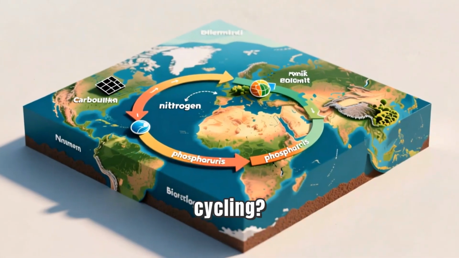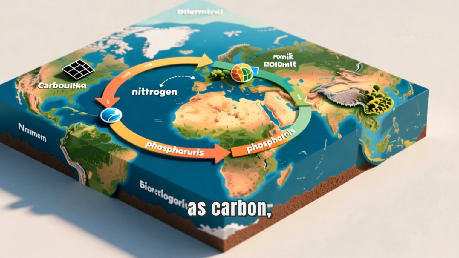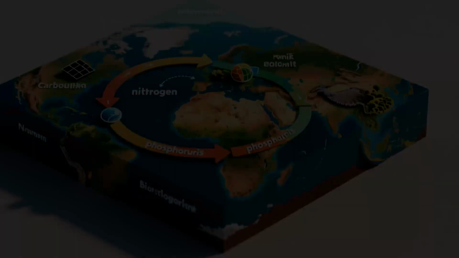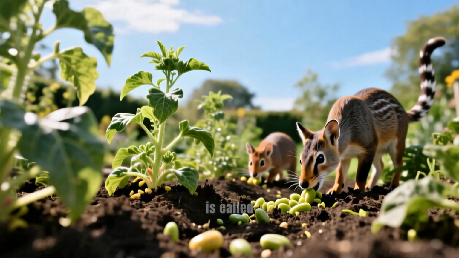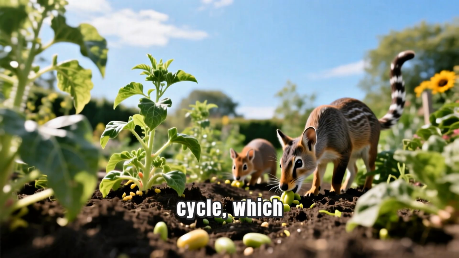What is nutrient cycling? Matter moves in loops through the biosphere. Elements such as carbon, nitrogen, phosphorus, sulfur, and water shift between living organisms and the environment again and again. This network of pathways is called nutrient cycling, or a biogeochemical cycle, which means chemical movement through life and earth.